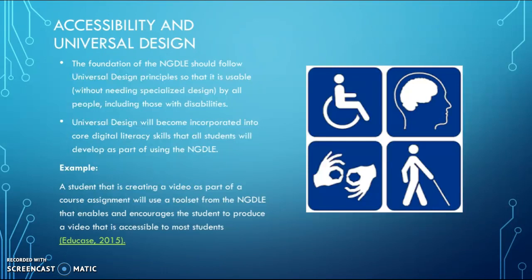By doing this, universal design will become incorporated into core digital literacy skills that all students will develop as part of using the NGDLE. For example, a student that is creating a video as part of a course assignment will use a tool set from the NGDLE that enables and encourages the student to produce a video that is accessible to most students.